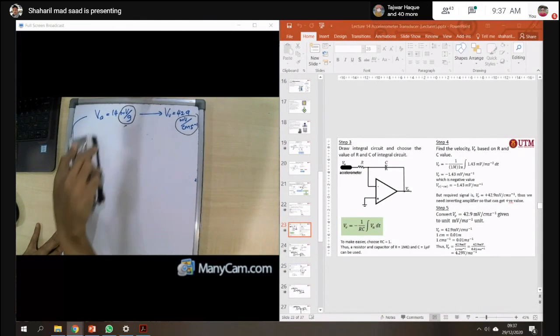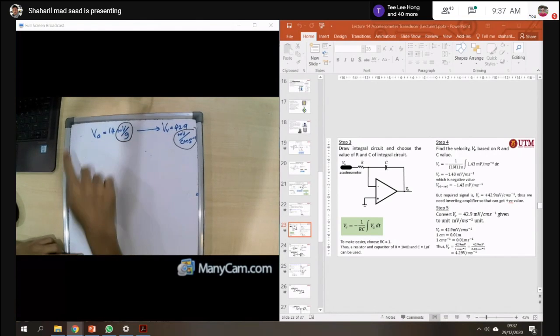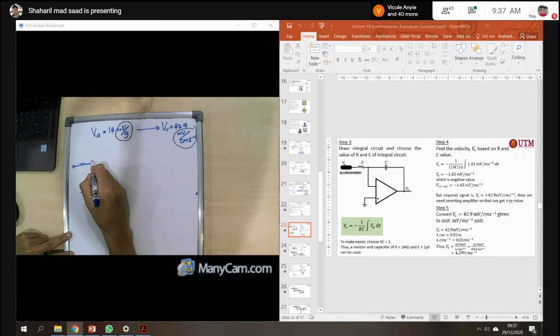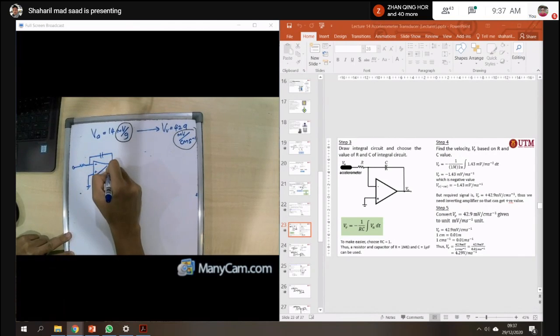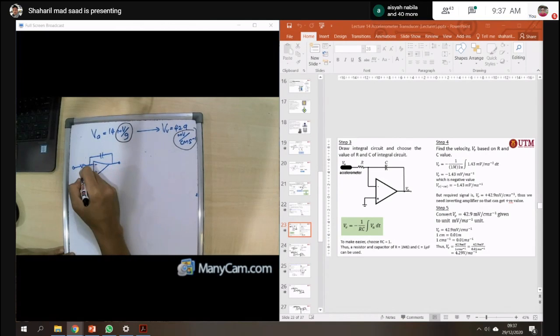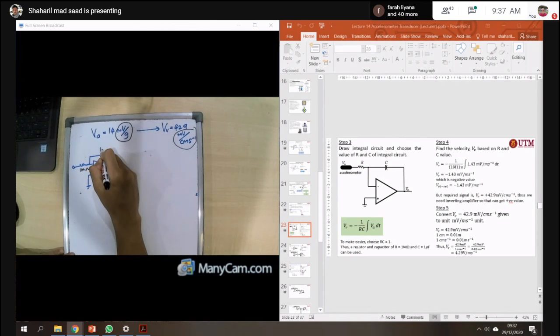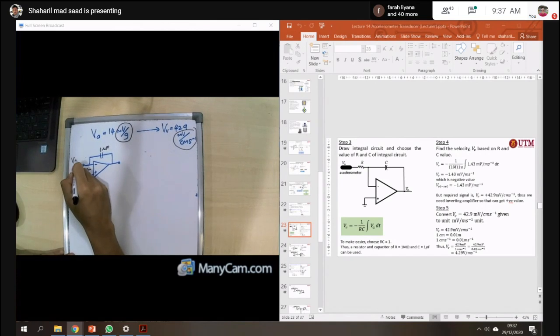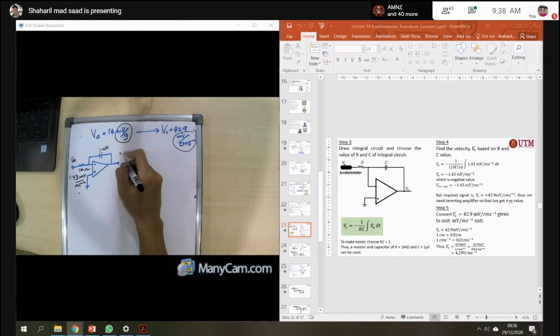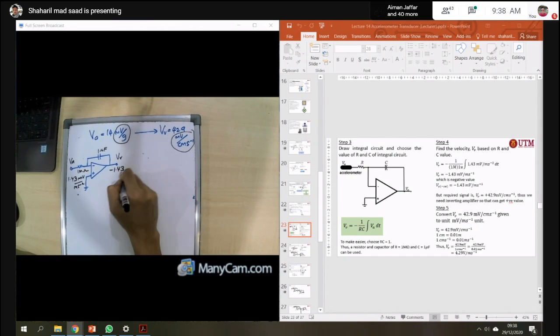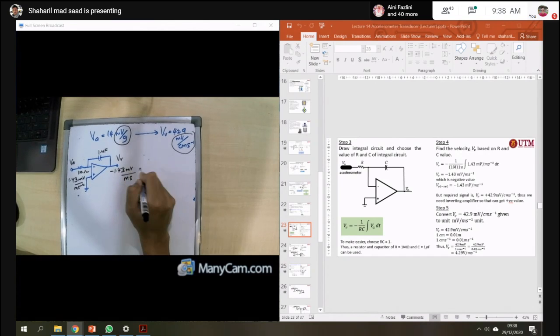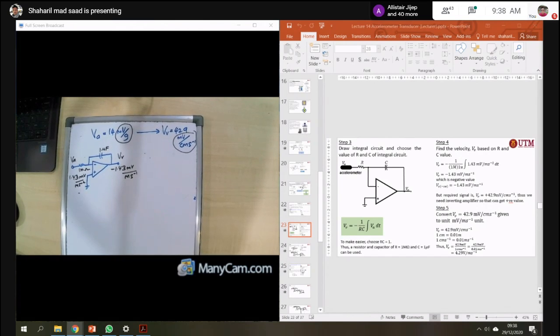Now, what is the value? You got it here. Okay, so you check it, it is 1 mega ohm, and this one is 1 microfarad, and your VA is now equal to 1.43 millivolt per meter per second squared. Now this one you will get is your VV, equal to minus 1.43 millivolt per meter per second.